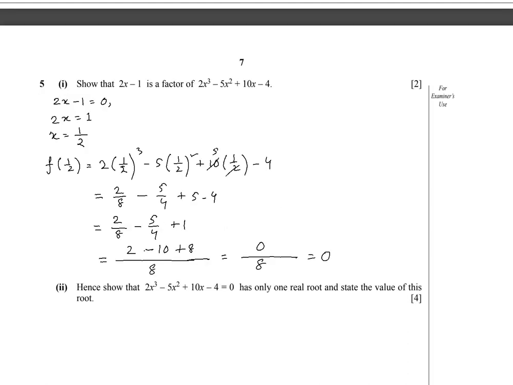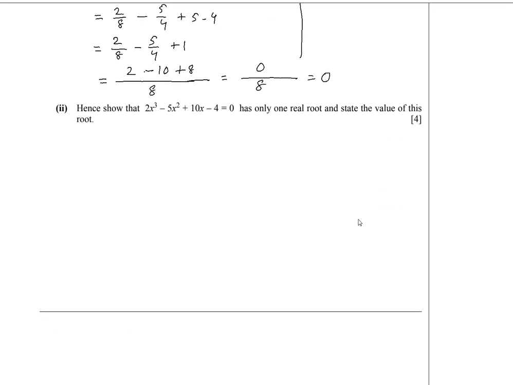Let's draw a line here first. So f(half) equals 0, so we can say that 2x minus 1 is a factor of the function f(x). So the first part is done. Now let's move on to the next part of the question.